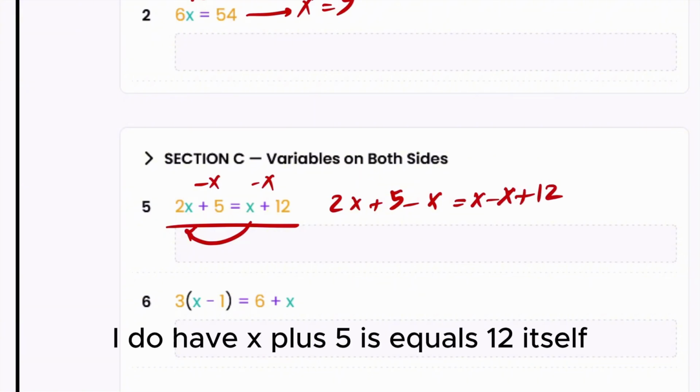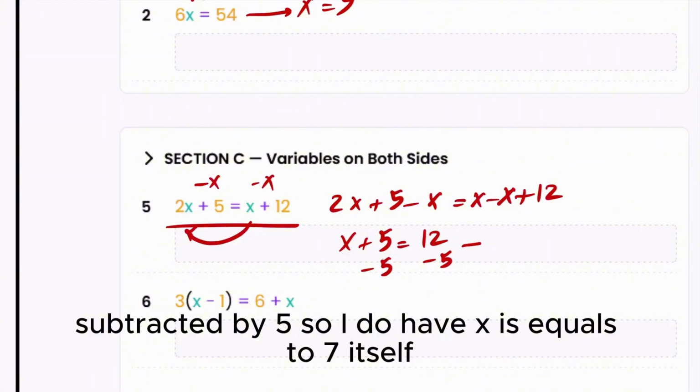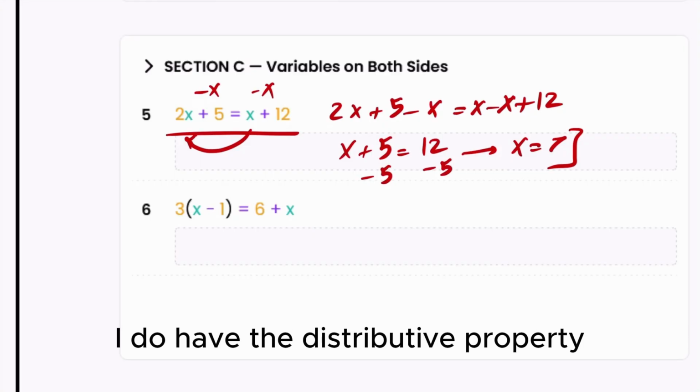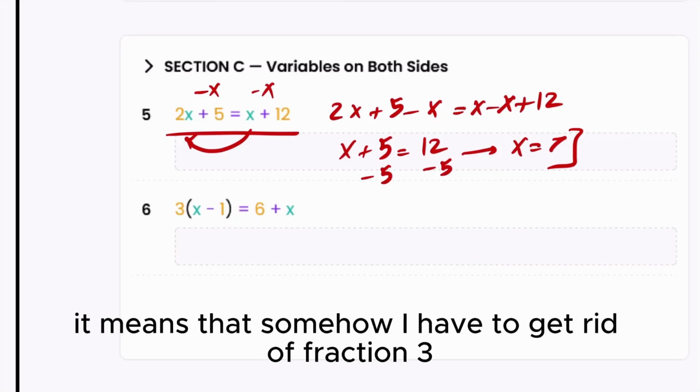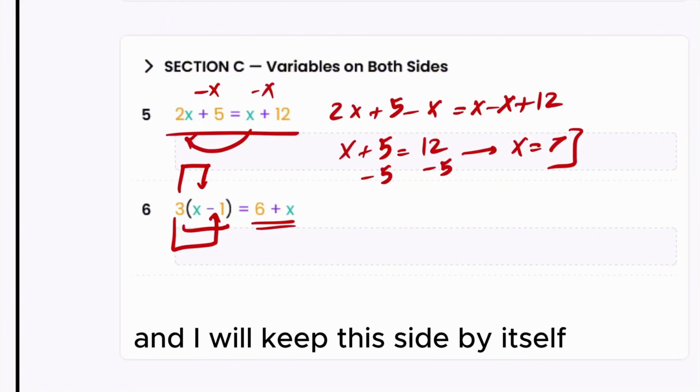So what do I have? I do have x plus 5 is equal to 12 itself. One-step equation. Subtract 5. So I do have x is equal to 7 itself. Simple. For the second part, I do have the distributive property. It means that somehow I have to get rid of the fraction. 3 multiplied by the first side, 3 multiplied by the second side, and I will keep this side by itself.